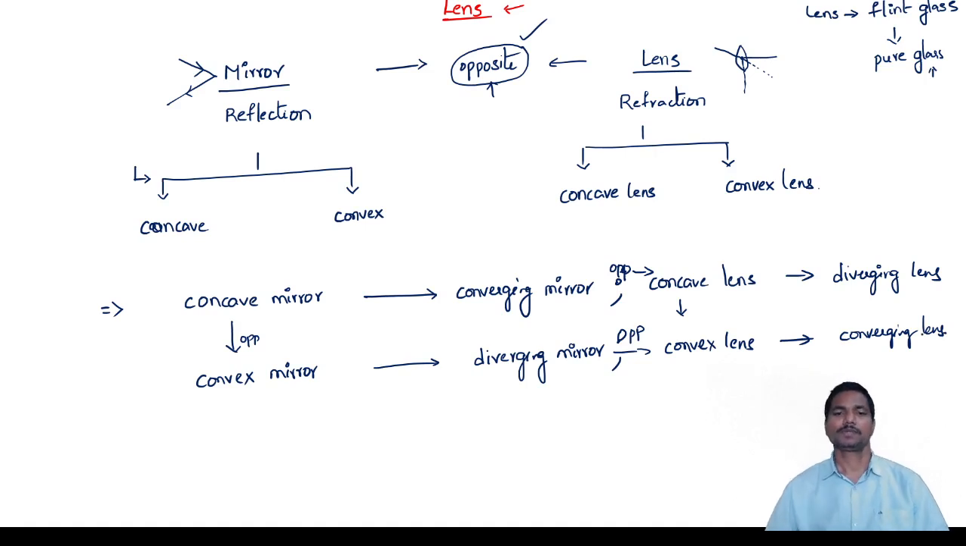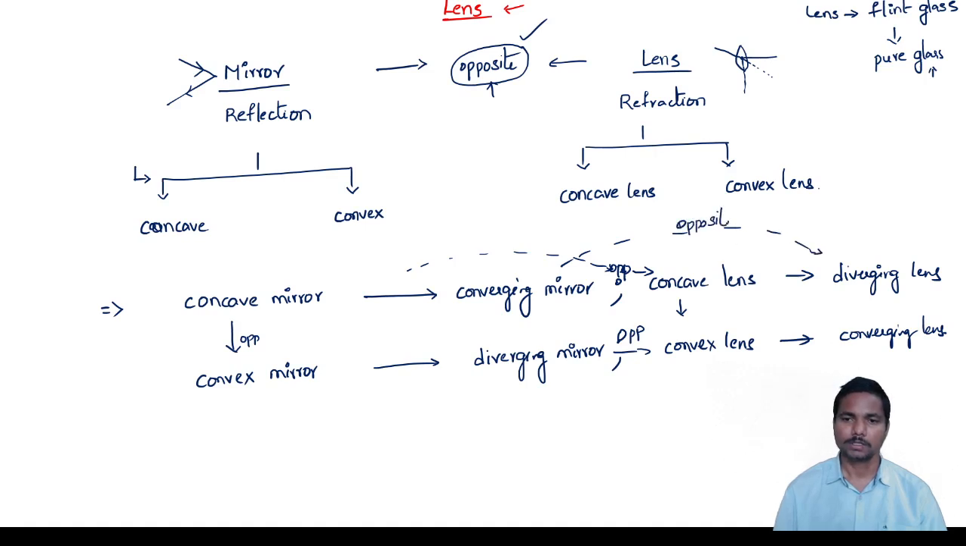All of you got it? Here I am just using the opposite principle. It is not really a principle, it is a trick to remember, a trick to get the idea. Getting my point? In the mirror, we know very well the concave mirror converges the light and the convex mirror diverges the light. The opposite of this: the concave lens diverges, and the convex lens converges.